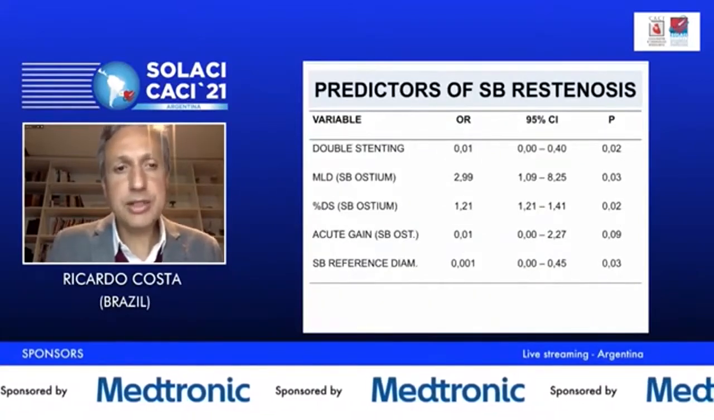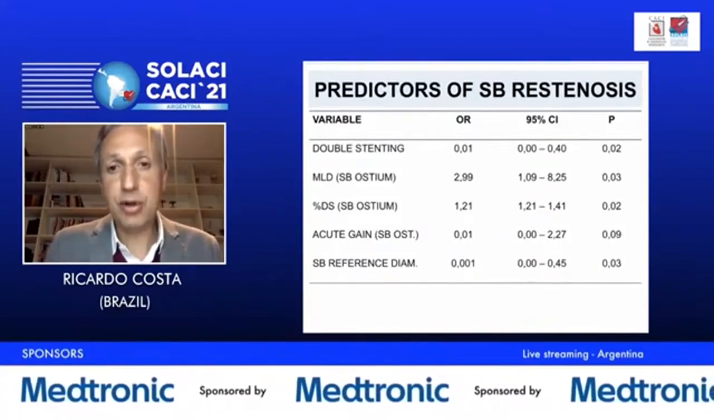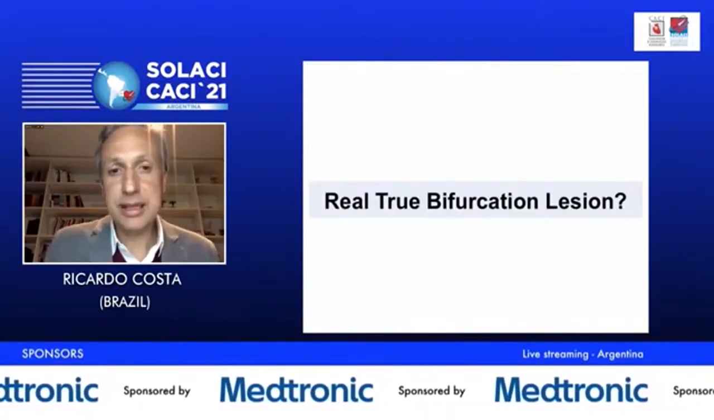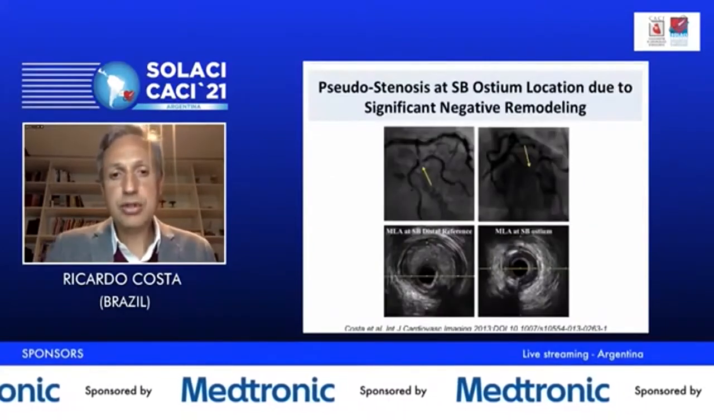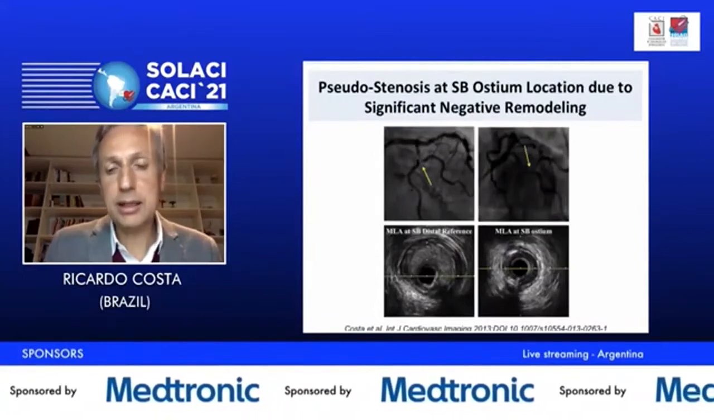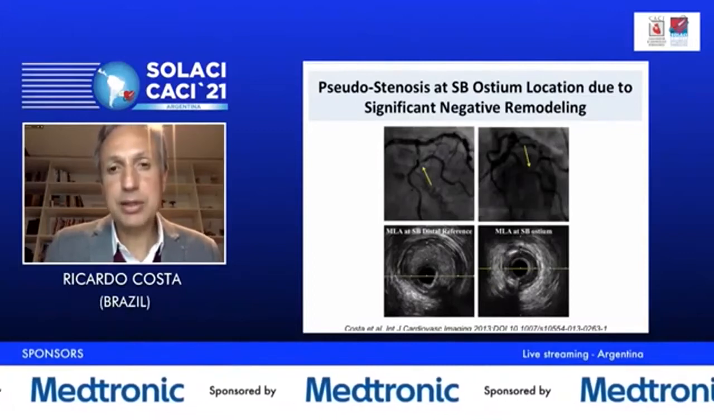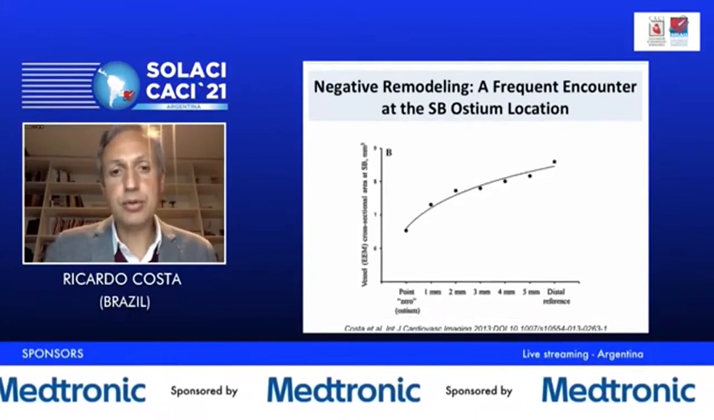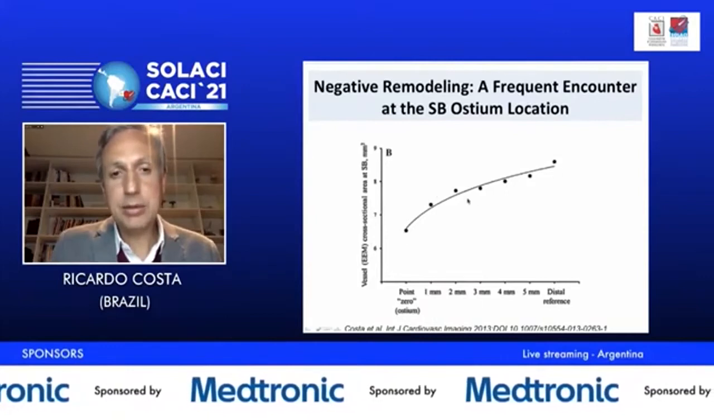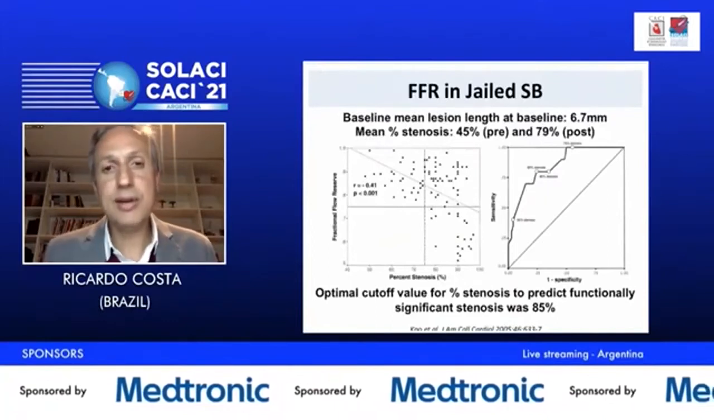And there are some predictors of side branch restenosis. When we have a high complexity, double stenting could maybe be the solution. So how do we evaluate a real true bifurcation lesion? Well, I would pay attention to this. We have pseudostenosis at the side branch ostium location, negative remodeling, and these studies show that as we approach the ostium in the bifurcation, it gets worse.